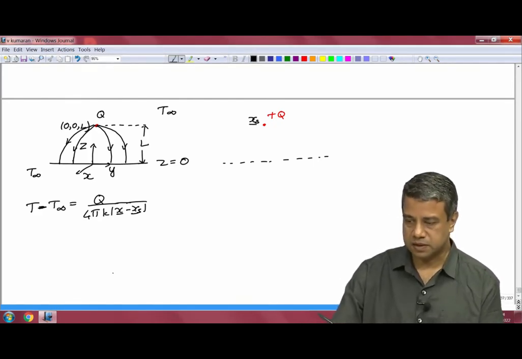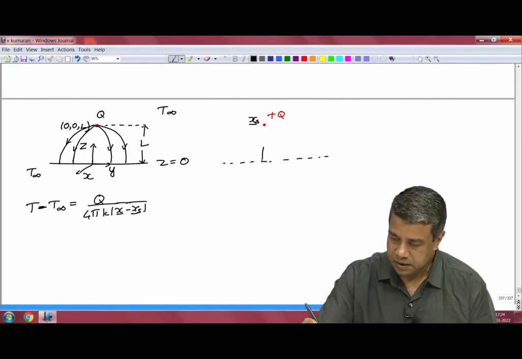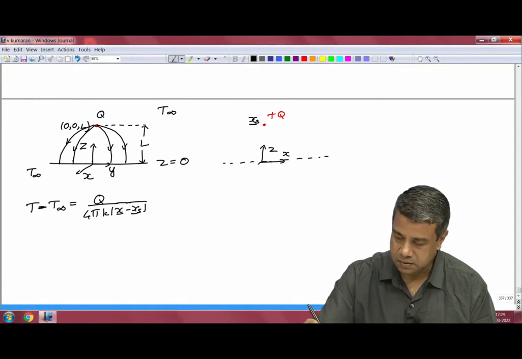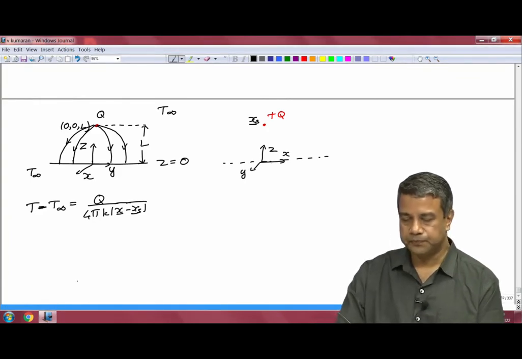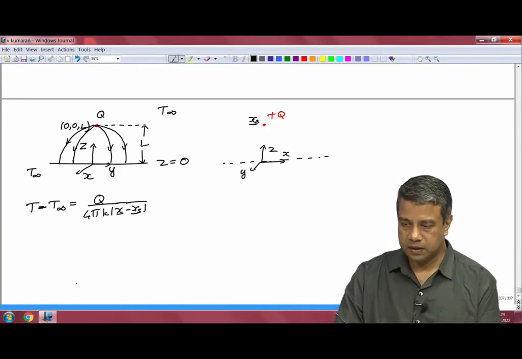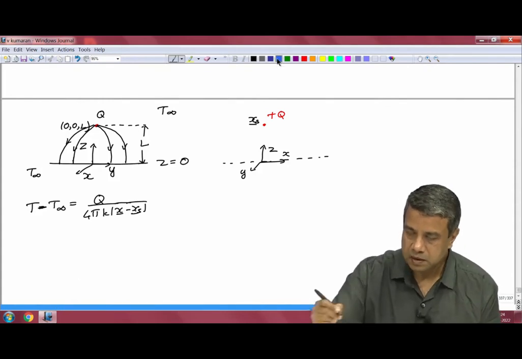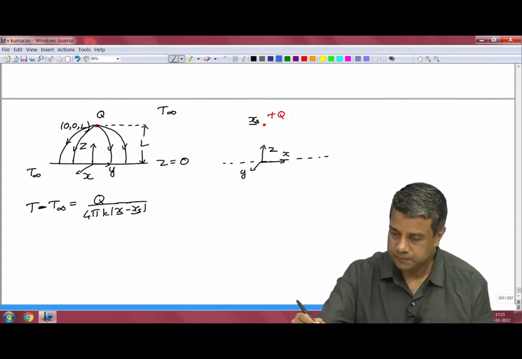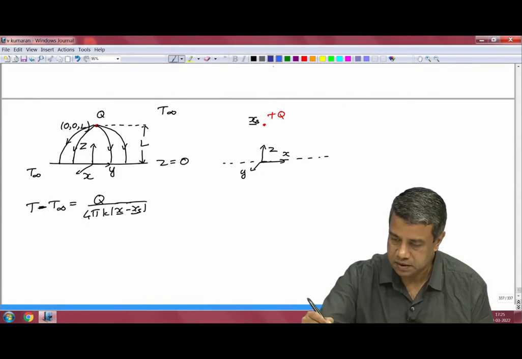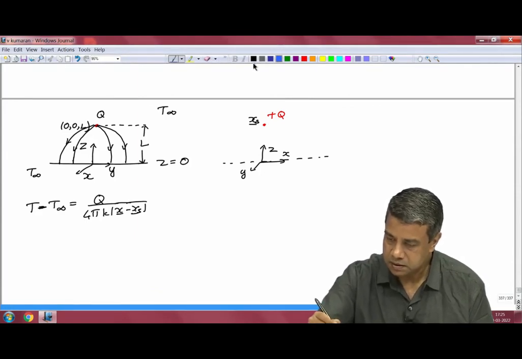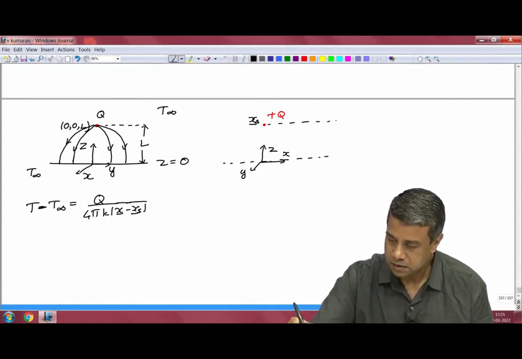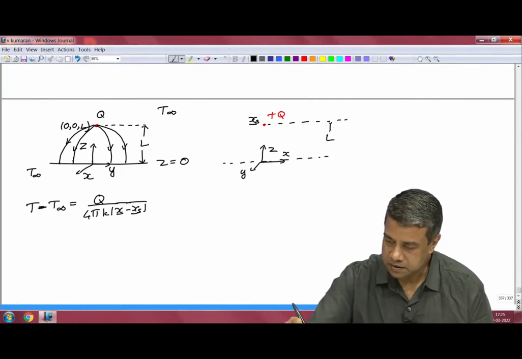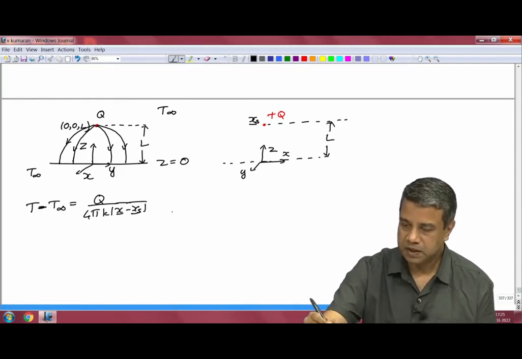This is the source location, and then I have this plane here, z is calculated from here, x and y. Now, if I put a sink, this source is located at a distance L from the surface.